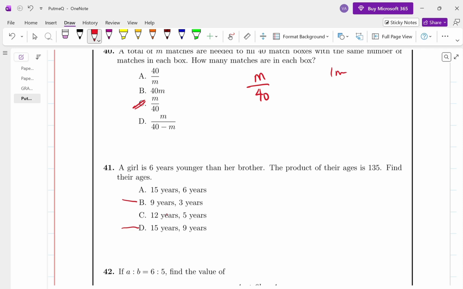Now, we're going to check which one will give us 135 when we multiply. For B, I know that 9 times 3 is not 30, it is 27. So instead, 15 times 9 is 135. So the answer is D, 15 and 9. Not everything you have to solve.